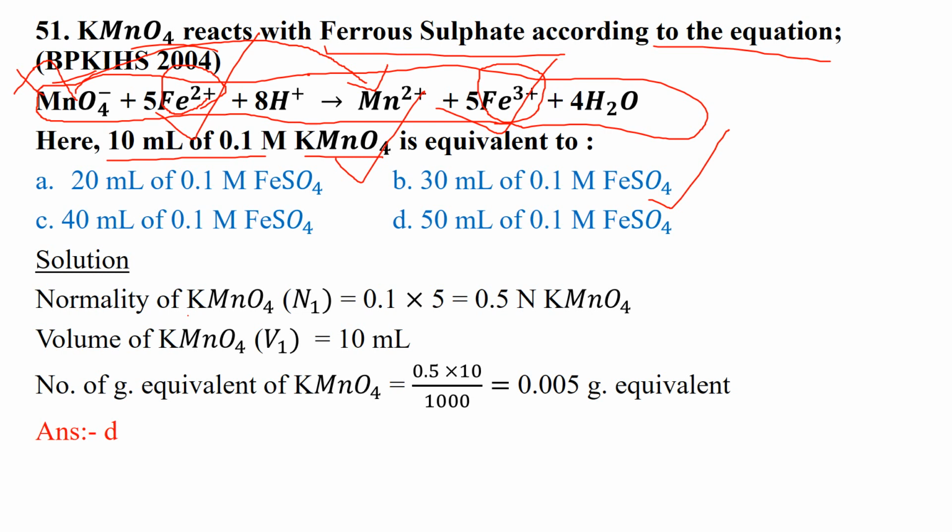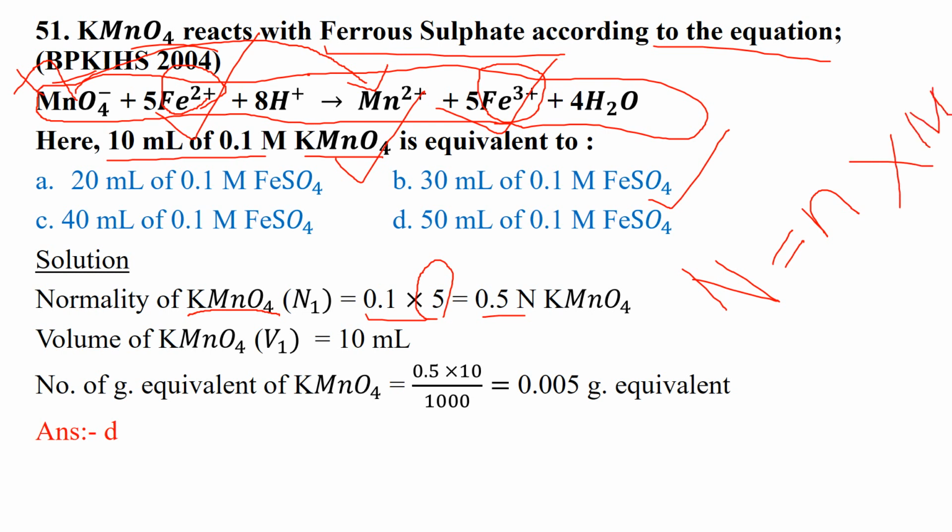To calculate this, we have to convert 0.1 molar KMnO4 into normality, right? How to convert this? 0.1 into 5, 0.5. How is this 5 obtained? I am going to explain about this. To convert the molarity into normality, here is the relationship. Normality is equal to n factor times the molarity, right?